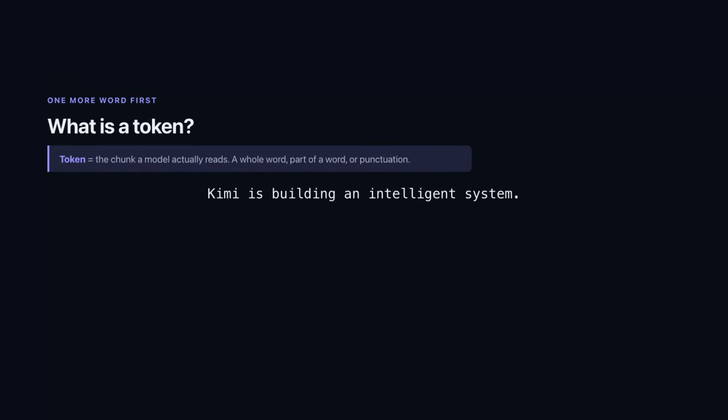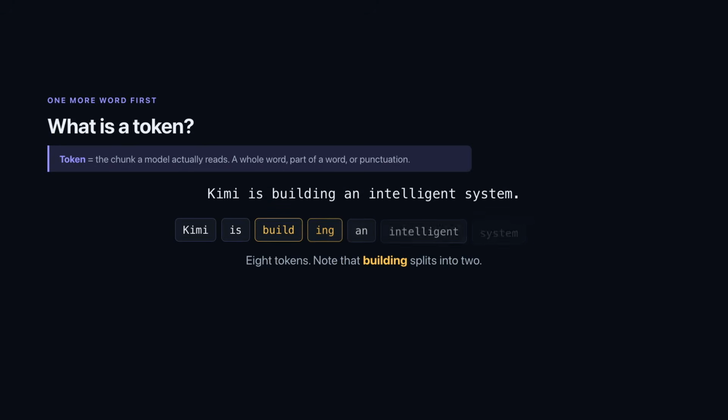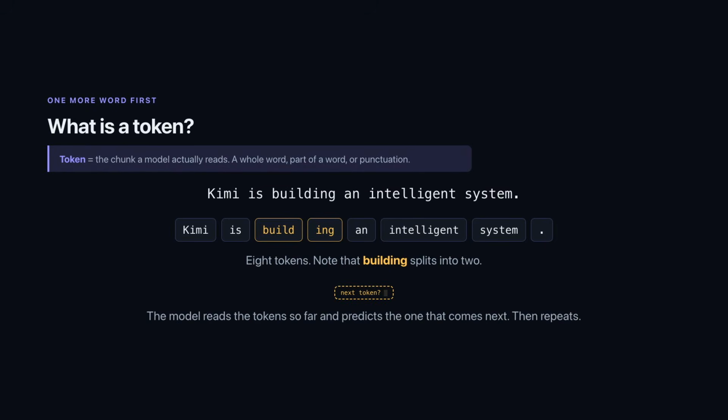Before we go further, one more word you will hear constantly, token. AI models don't necessarily read text one complete word at a time. They break it into smaller chunks called tokens. A token might be a whole word, part of a word, or a piece of punctuation. The model reads those tokens and then repeatedly predicts one thing. What token should come next? And it does that incredibly quickly.